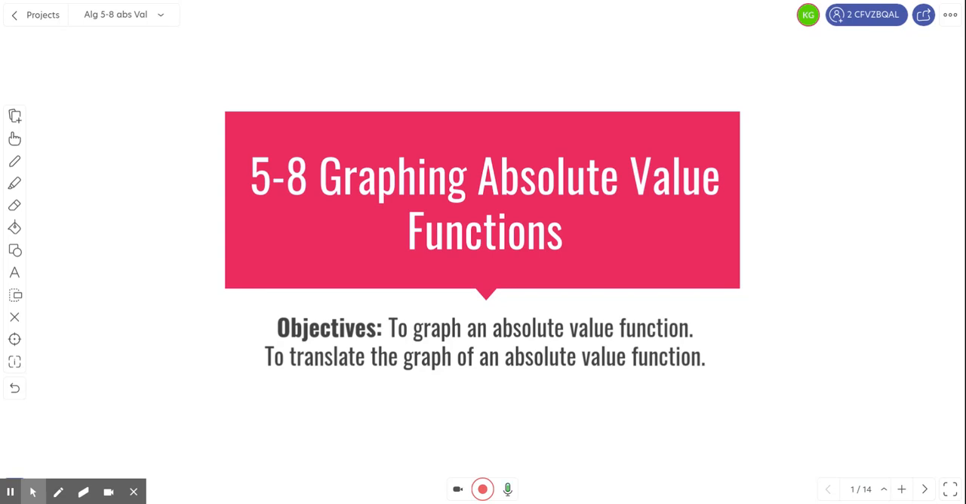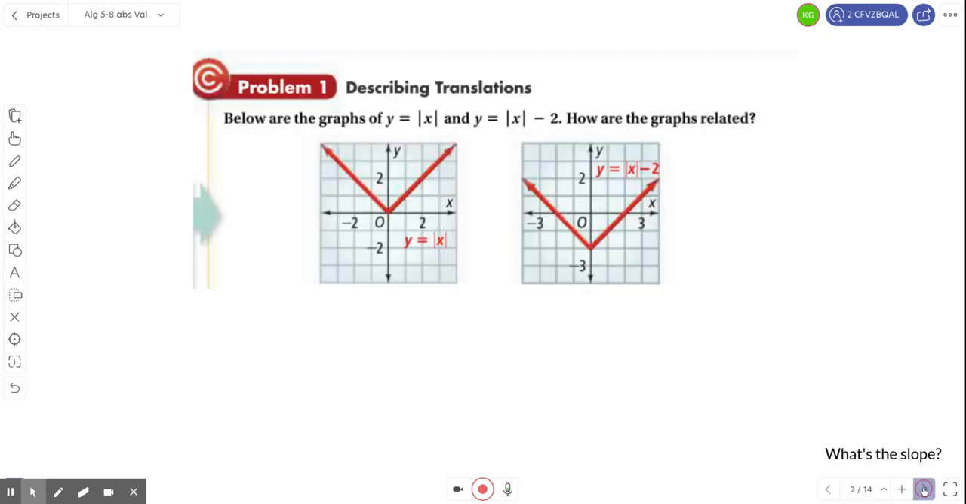This is Unit 5.8, Graphing Absolute Value Functions. We are going to learn how to graph an absolute value function and then how to move that graph around to different positions, translate it. So shift it left and right, up and down. Here's an example of a translation.